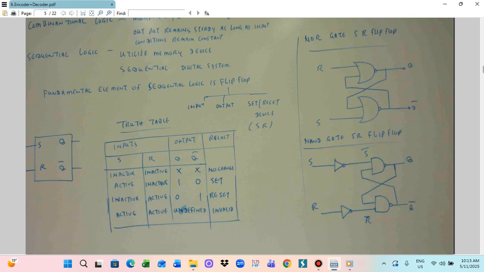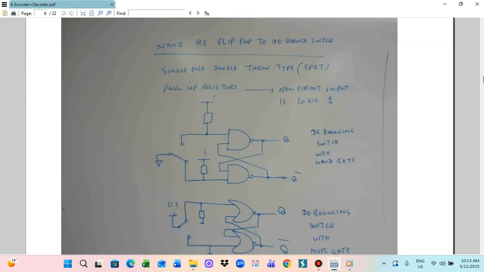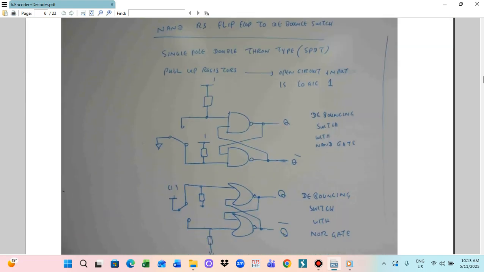We can also construct it with the NAND gate and the NOR gate for the debouncing switch. So this is the debouncing switch. We use a single pole double throw, SPDT, switch. The pull-up resistor is used so that the open circuit input is logic 1.